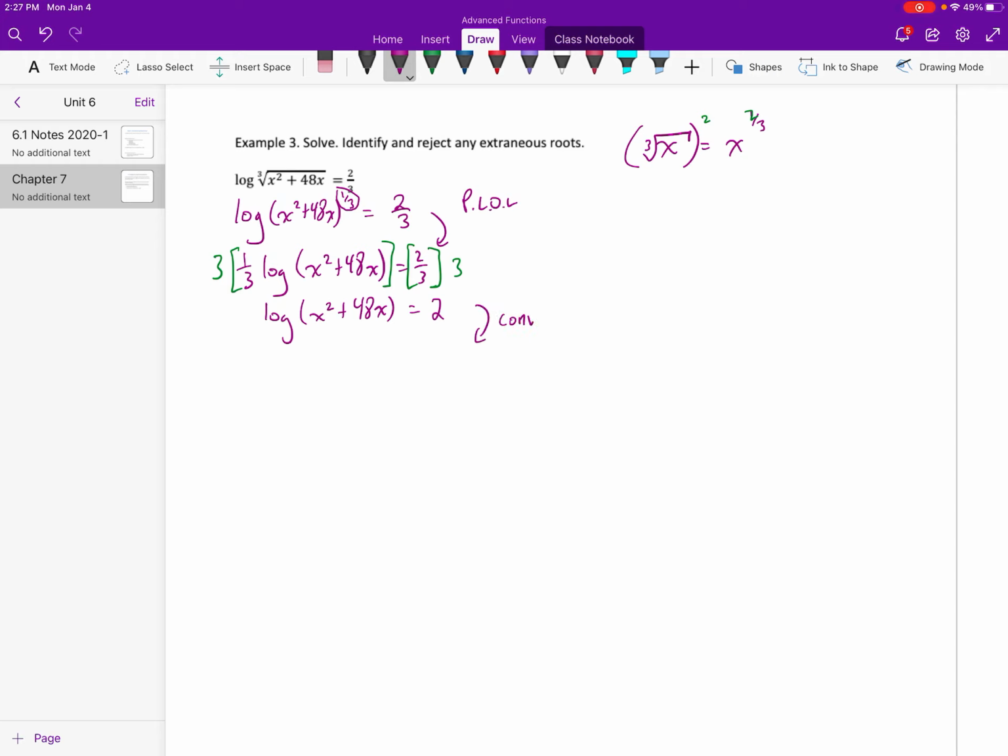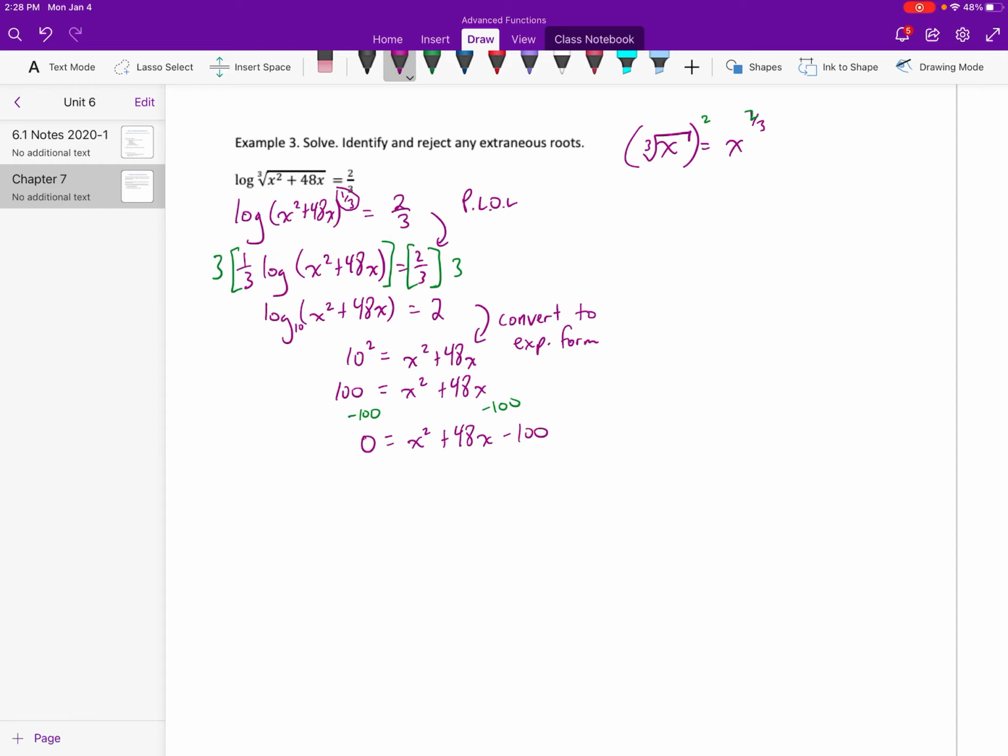So we're going to convert to exponential form. Again, it's a common logarithm, so it's 10 to the power of 2 equals x squared plus 48x. That's 100 equals x squared plus 48x. If we bring the 100 to the other side, we get 0 equals x squared plus 48x minus 100.